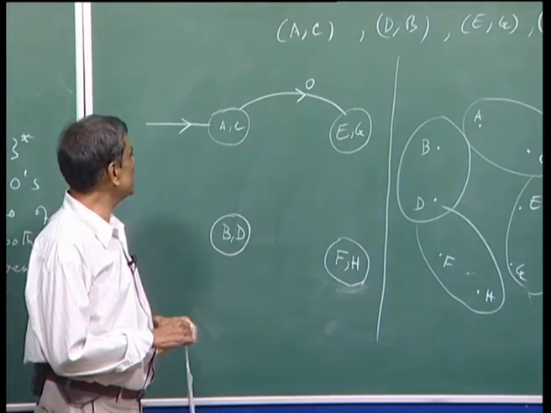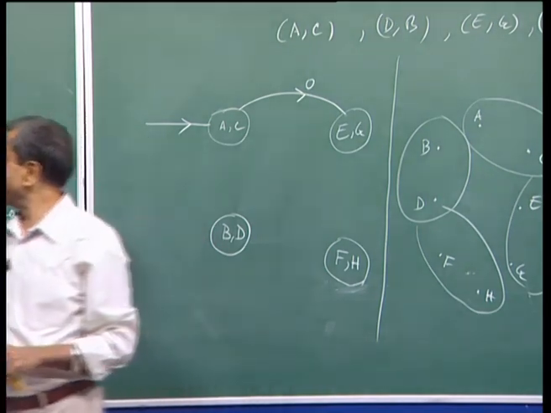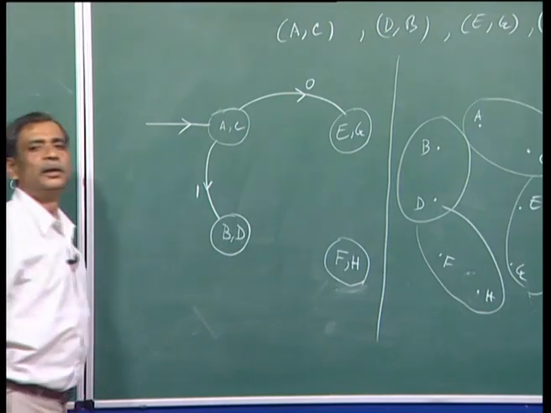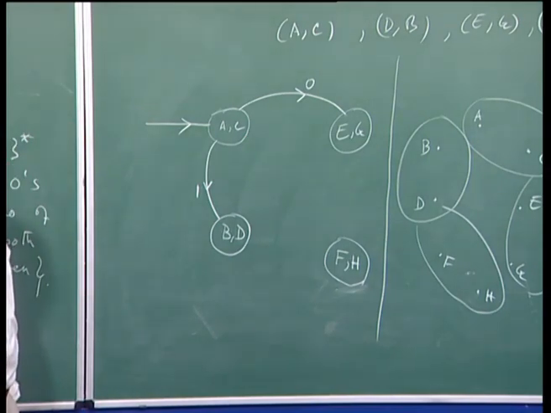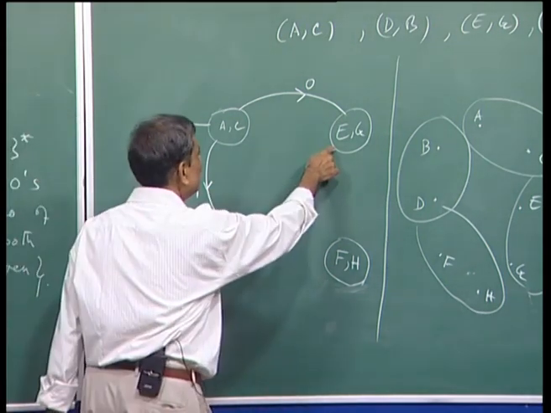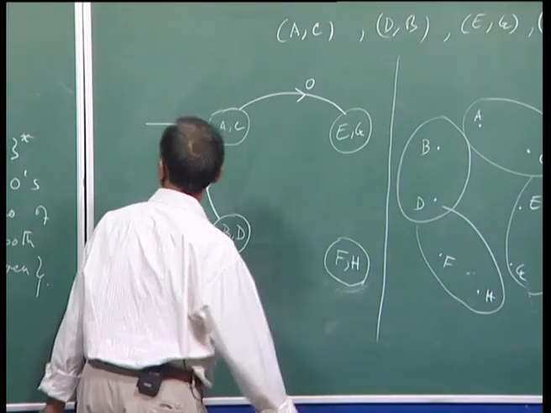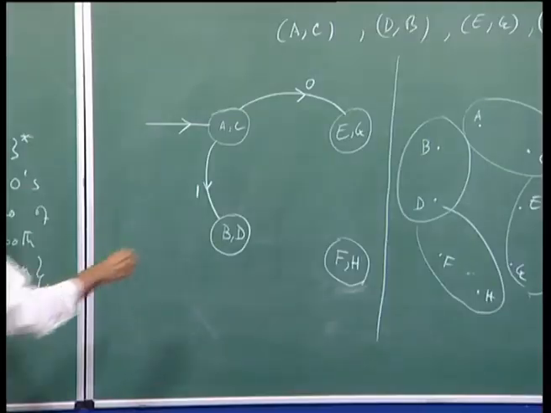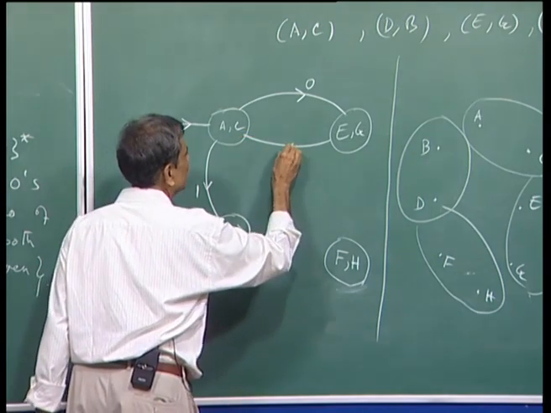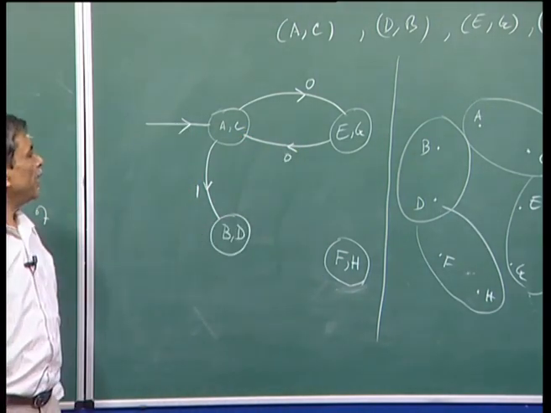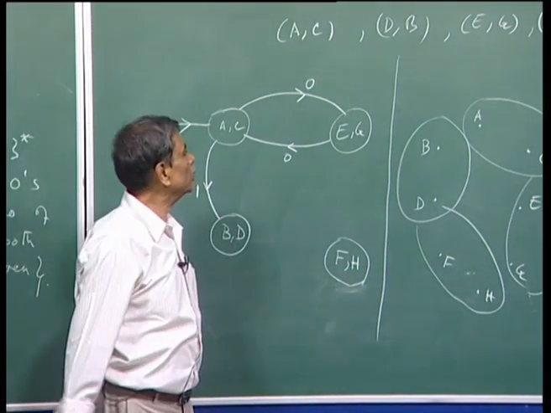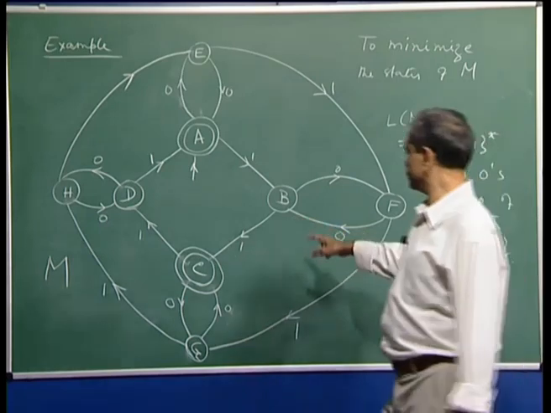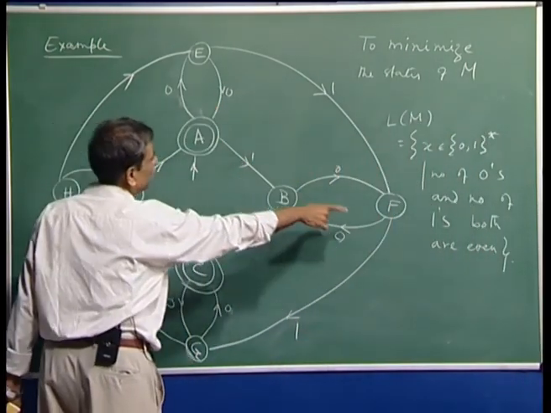And so, similarly from A on 1, where do you go? A on 1 you go to B. So, we will put this transition here. And now, if you see from E, from this state on 0, where would you go to? So, let us just see from E on 0, where do we go to? We go to A. A is here. So, in fact, we will come here. And from E on symbol 1, you go to F.